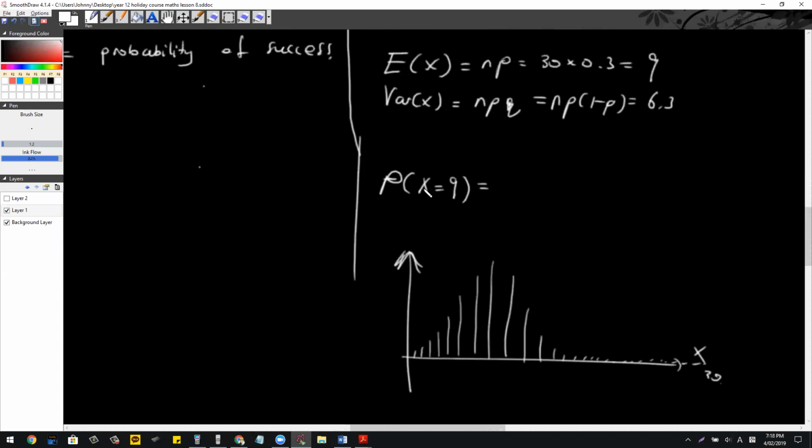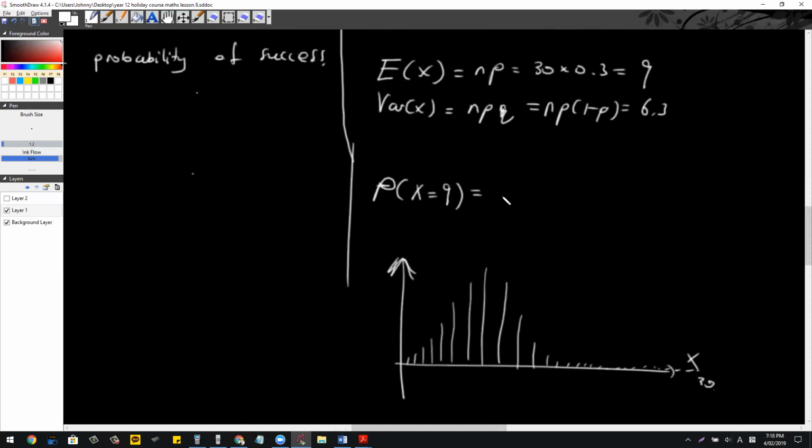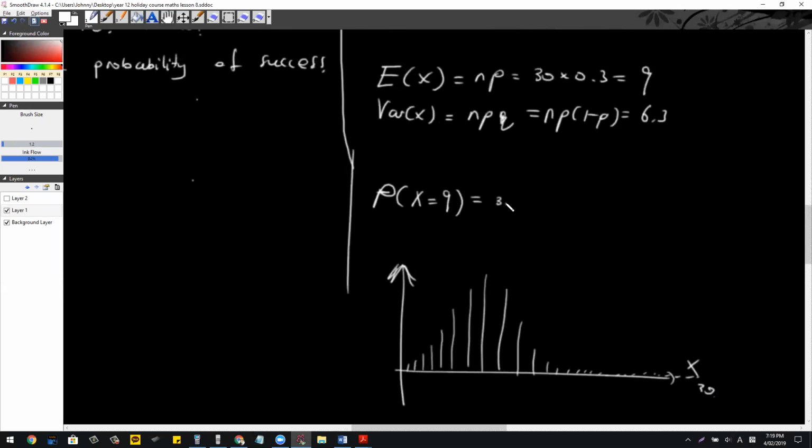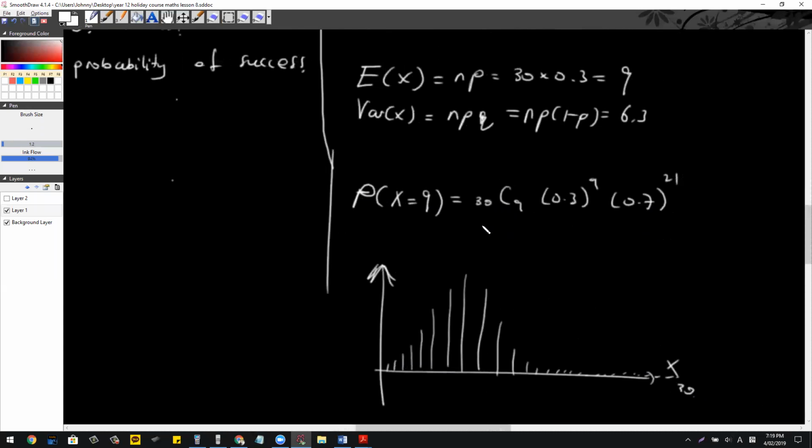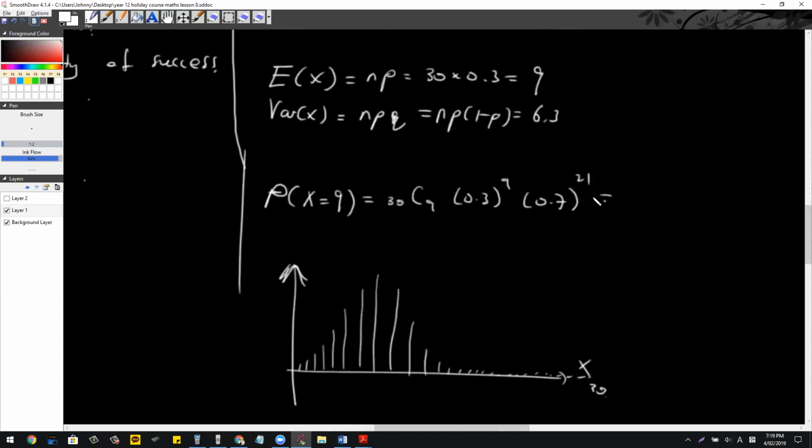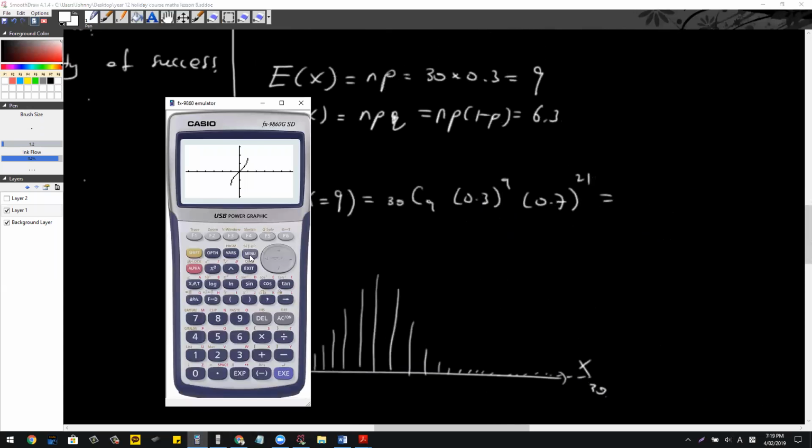So to find the probability that exactly 9 days rain, you have to do 30C9, and then 0.3 to the power of 9, and then 0.7 to the power of 21. So we learned that one, right? If you want to get that, we can simply use a calculator.